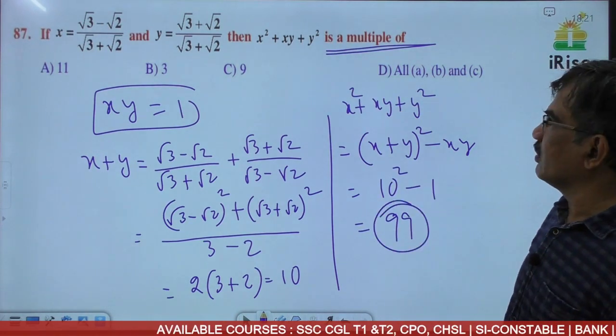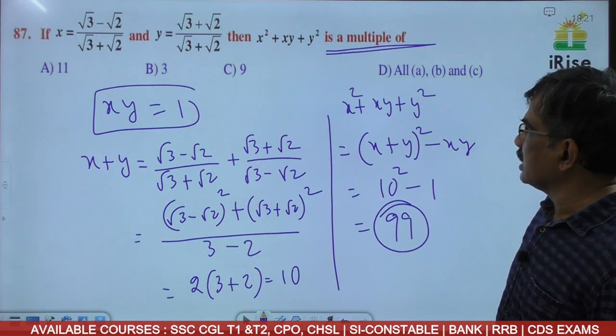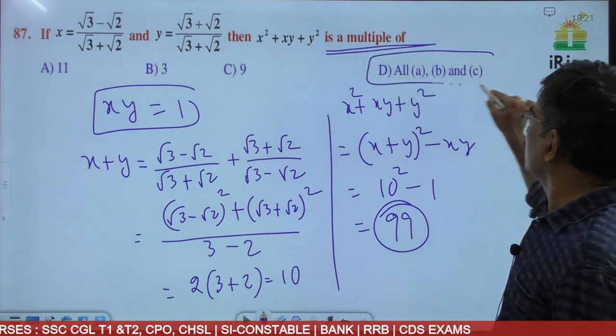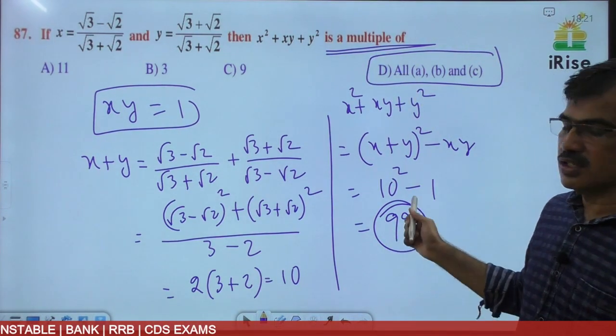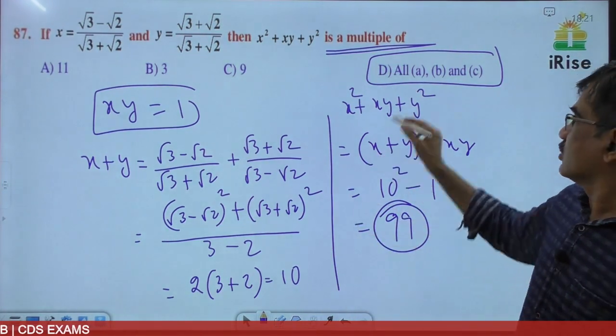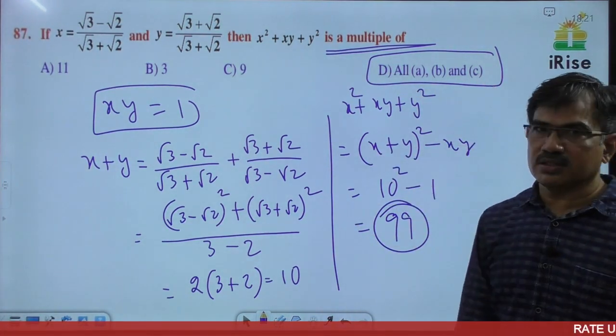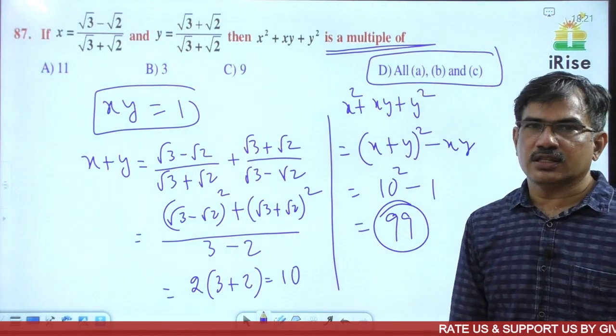99 is a multiple of 11 and also 3 as well as 9. So the answer is all: a, b, c. It is a multiple of 3, it is a multiple of 9, it is a multiple of 11. So the answer is all a, b, c. Okay, next.